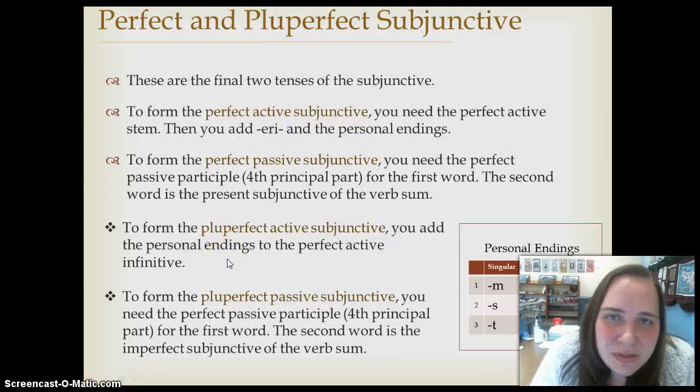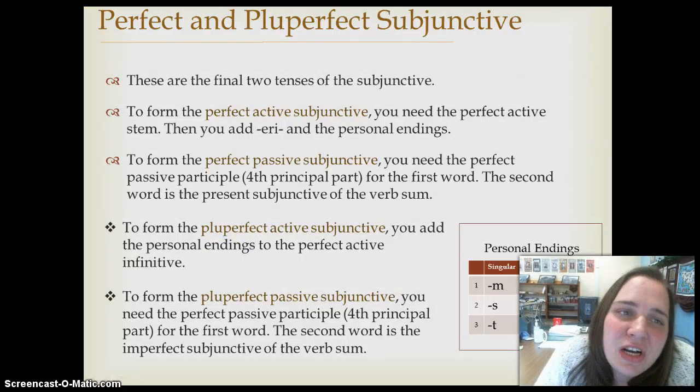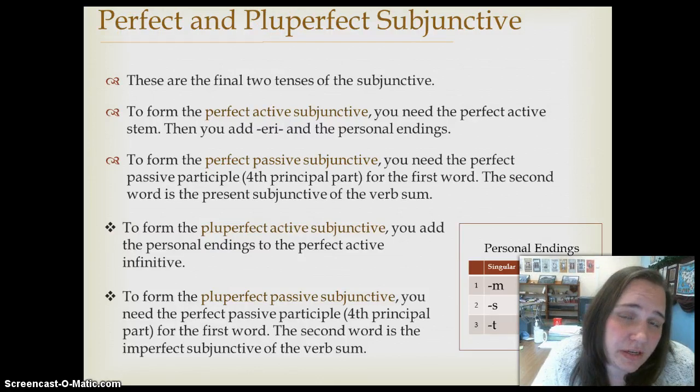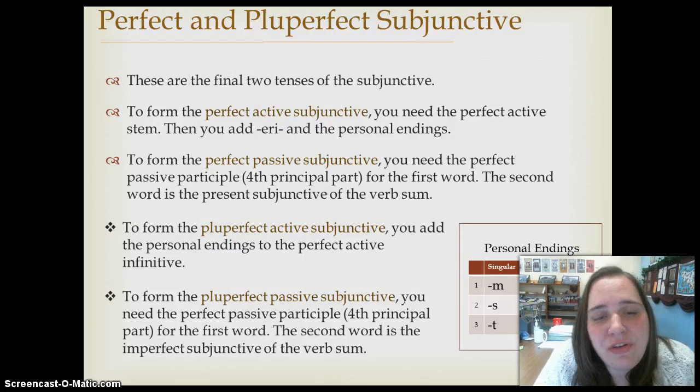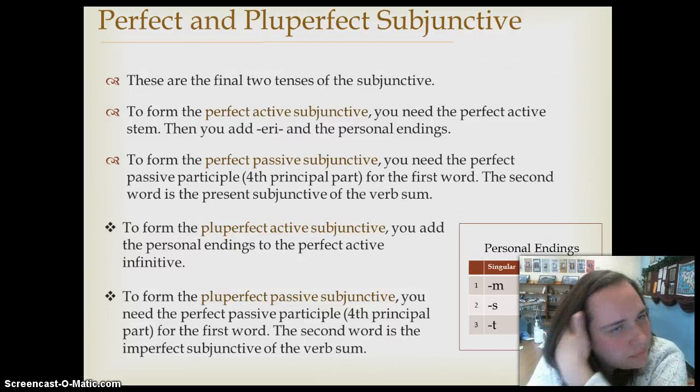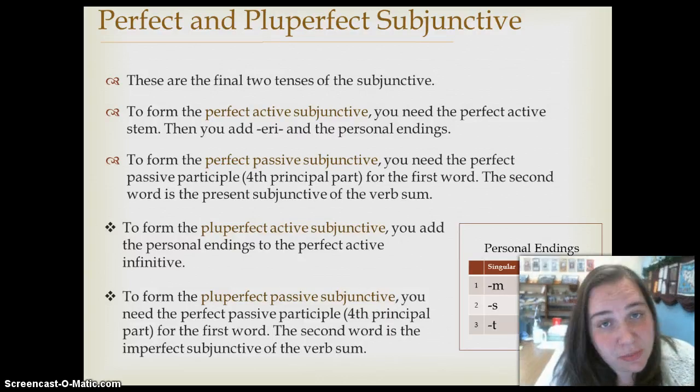Okay, so the last two tenses of the subjunctive are the perfect subjunctive and the pluperfect subjunctive. Remember, there is no such thing as a future subjunctive, or a future perfect subjunctive for that matter. If you want to be able to talk about something in the future using the subjunctive, there are other, circumlocutory ways to do it.